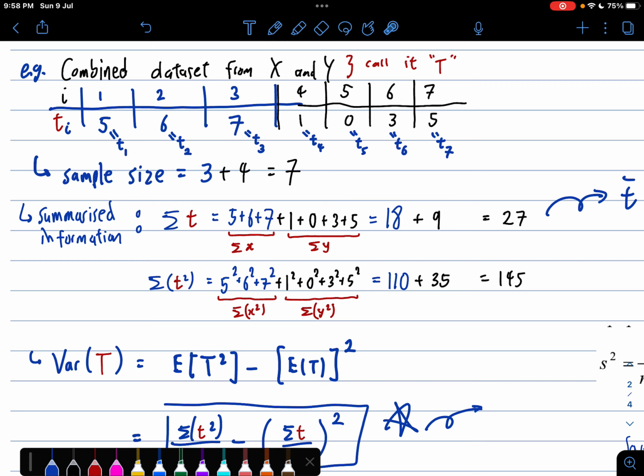How about sum t square? It will be blue on the left, black on the right. This is sum x square on the left and sum y square on the right. Add together, you get 110 plus 35, you get 145.